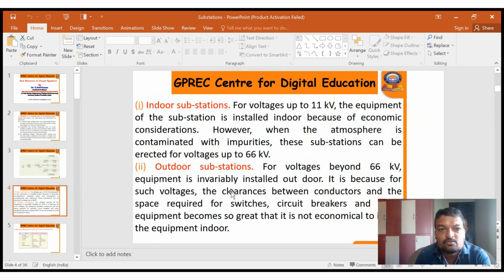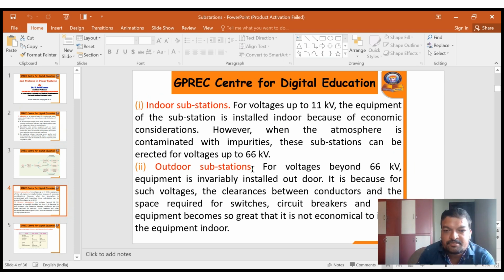So basically, we have two types of substations. One is the indoor substation, and the other one is the outdoor substation. For indoor substations, for voltage up to a maximum of 11 kV, we prefer indoor substations. The equipment of the substation is installed indoors because of economic considerations. However, when the atmosphere is contaminated with impurities, this substation can be erected for voltage up to 60 kV.